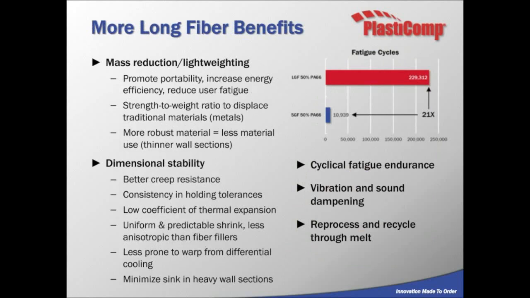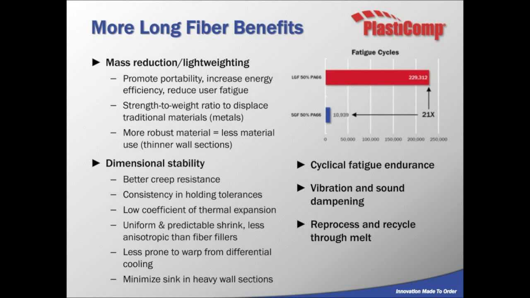We can also look at mass reduction and lightweighting. Our materials are perfect for that: things that have to be carried, that have to be portable. So now we can decrease the weight of those and increase energy efficiency and reduce user fatigue. They have high strength-to-weight ratios to displace traditional materials like metals, and a more robust material equals less use and thinner walls. Also, you see very good dimensional stability with long fiber materials.